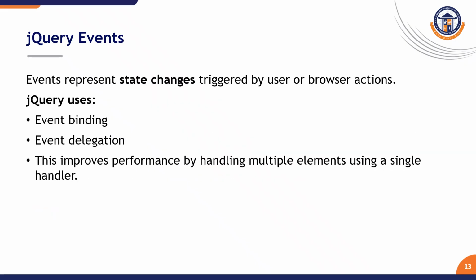jQuery events. Events represent state changes triggered by the user or browser actions. jQuery uses event binding and event delegation. This improves performance by handling multiple elements using a single handler.